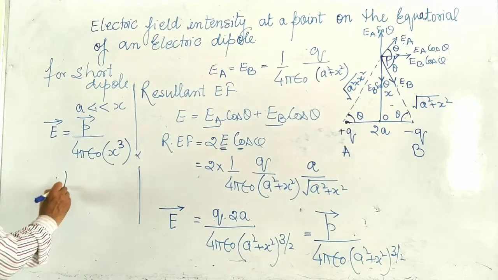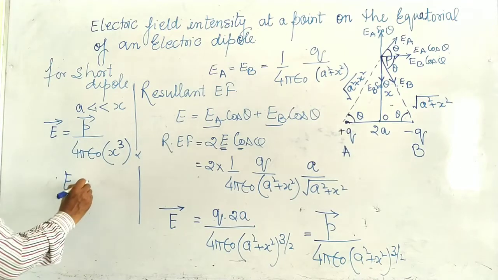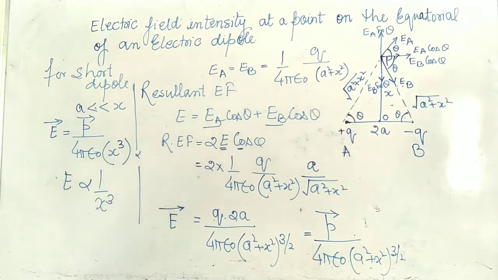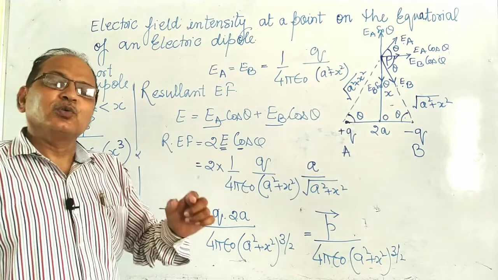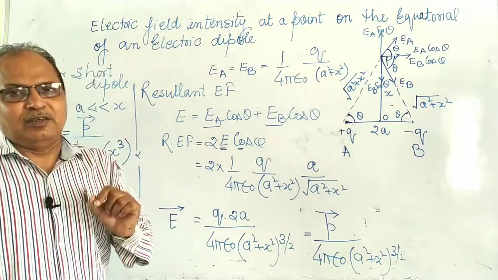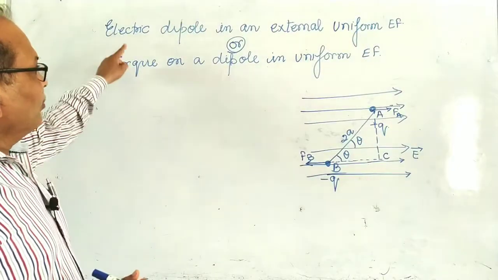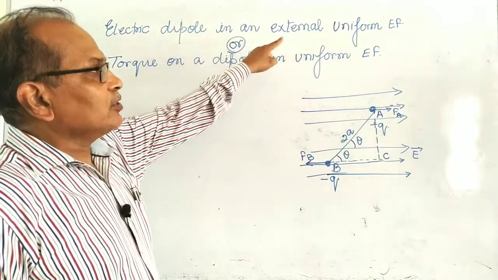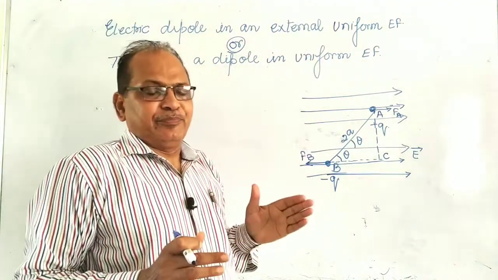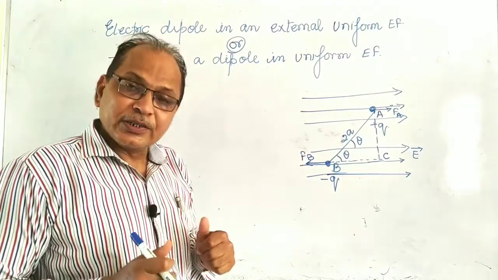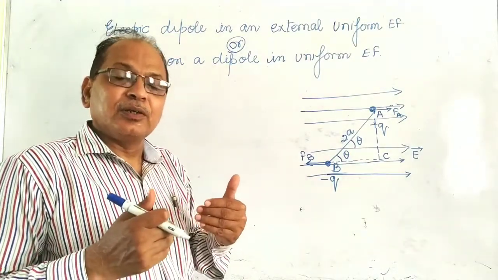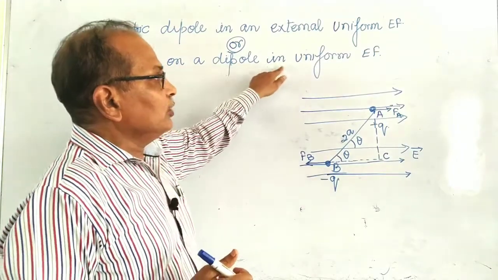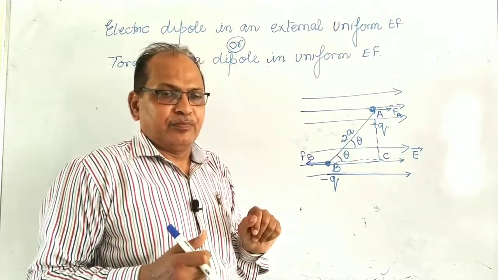That is, the electric field intensity E is inversely proportional to the cube of the distance where you are calculating the net electric field. Now we will study the electric dipole when it is placed in an external uniform electric field, or you can say this article may be read as torque on a dipole in uniform electric field.